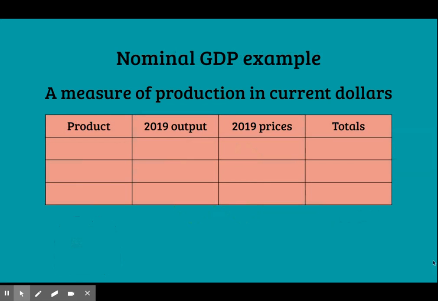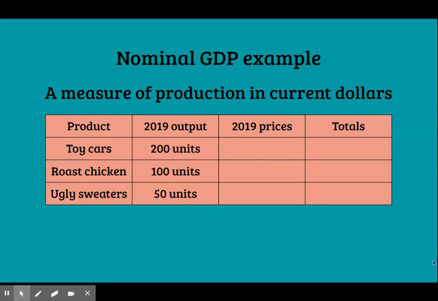Let's look at an example of calculating nominal GDP. In the first column, we have the names of the goods produced in our very peculiar economy. The second column is the number of each good that is produced. And the third column lists the prices that each good was sold for in the year 2019. To calculate nominal GDP, simply multiply the number of goods by their current prices.